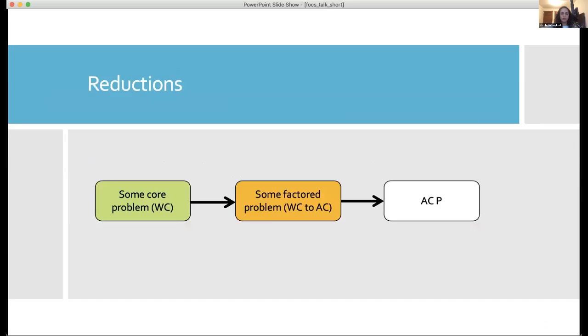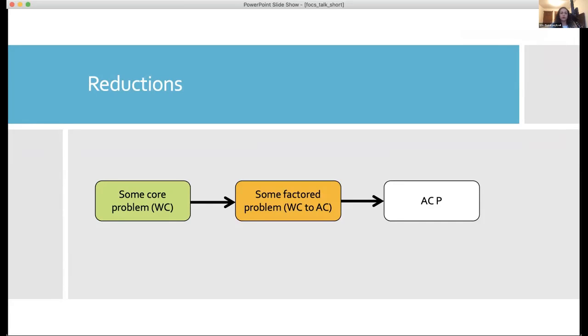Then, as I mentioned, we define these factored problems, and we say that they are hard on average. And then the rest of our results are like this figure. So what we do is that we start with some core problem, and then we reduce that core problem to some factored problem. And then we use our framework to reduce that factored problem from its worst case to average case. And then we reduce the factored problem to our problem P that we want to prove hardness for. So this is basically the flavor of our results.